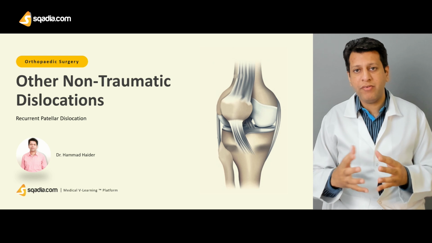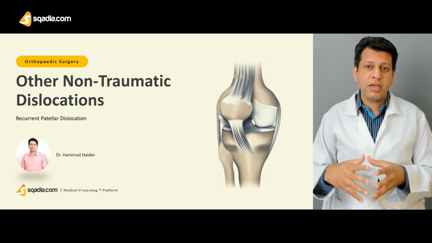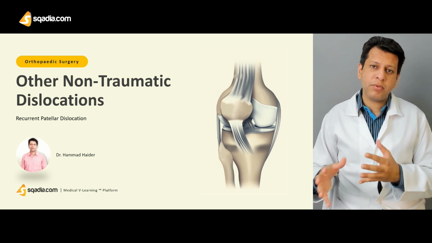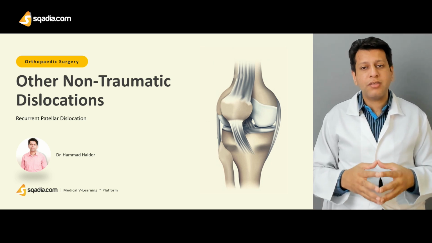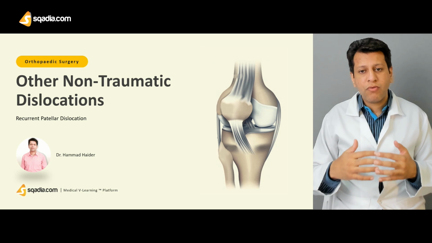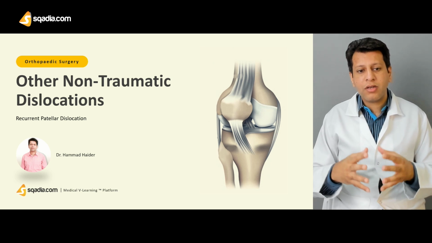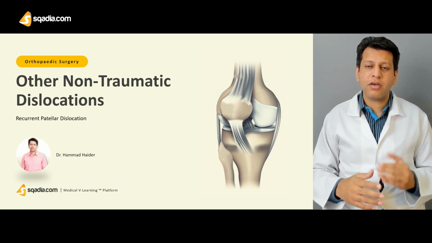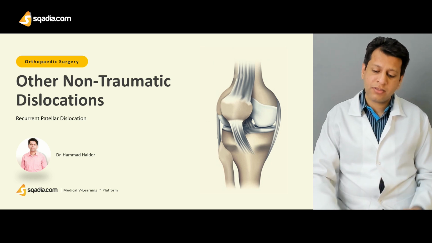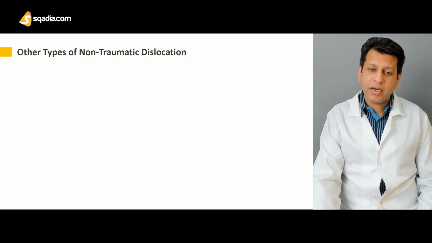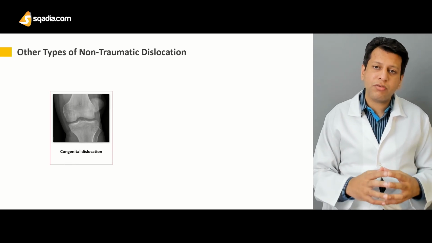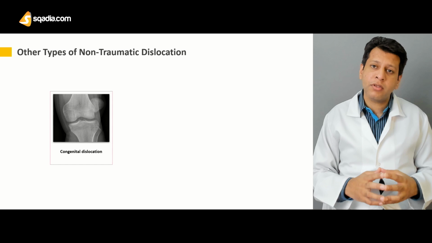For example, a patient may have a generalized ligamentous laxity. It's usually bilateral and there may be associated problems as well. And the third one is habitual. Other forms of these non-traumatic dislocations can also be classified as habitual dislocation or congenital dislocation. Congenital dislocation means it was present at birth.